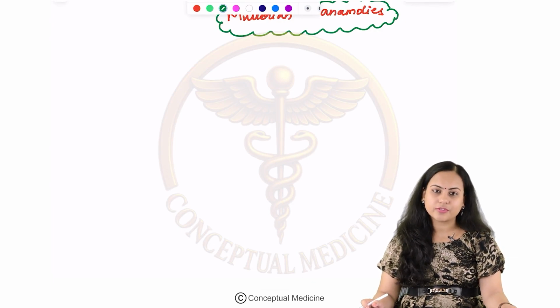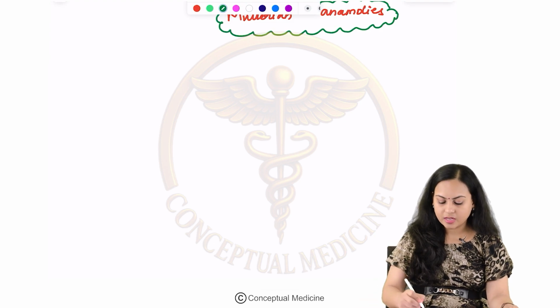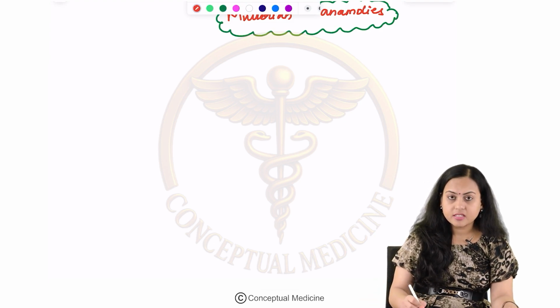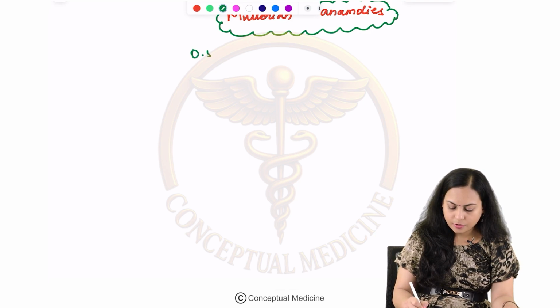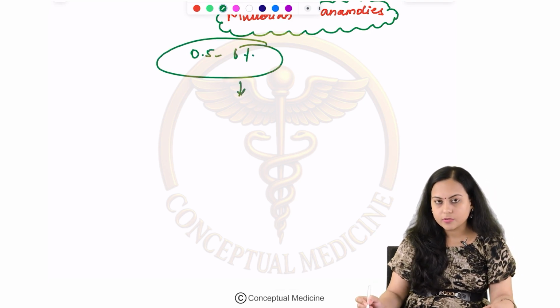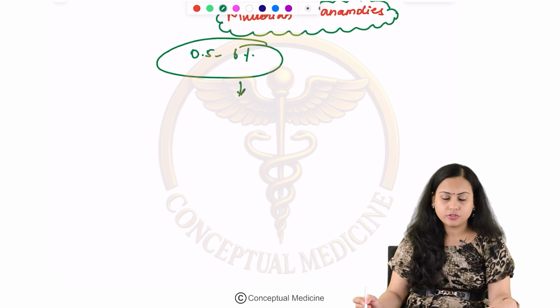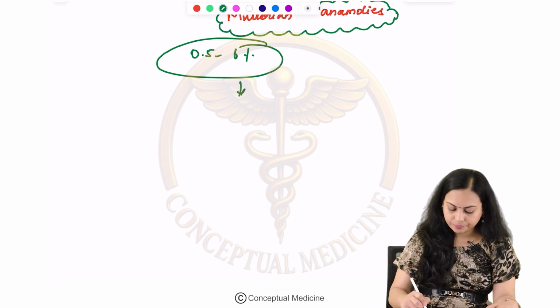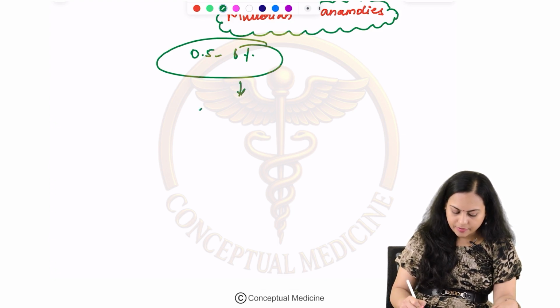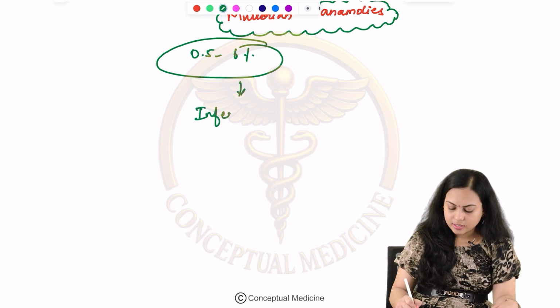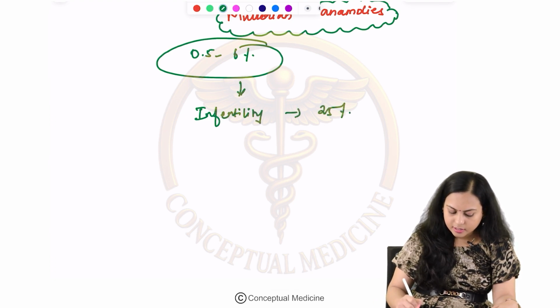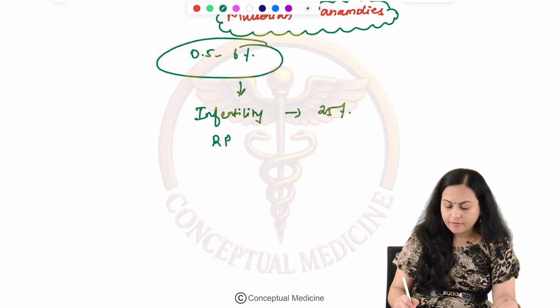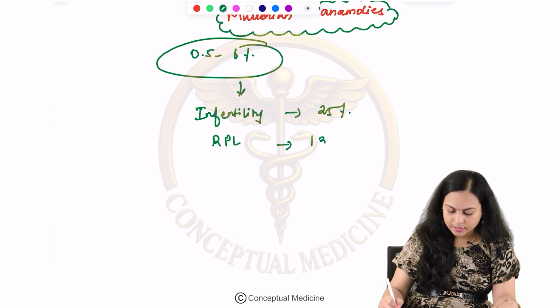In this video, we are going to discuss Müllerian anomalies. Müllerian anomalies are prevalent in 0.5 to 6% of women, and this is mostly diagnosed during pregnancy or any routine gynecological examination. The prevalence of Müllerian anomalies in patients with infertility is around 25%, and in women who have RPL it is around 13 to 14%.